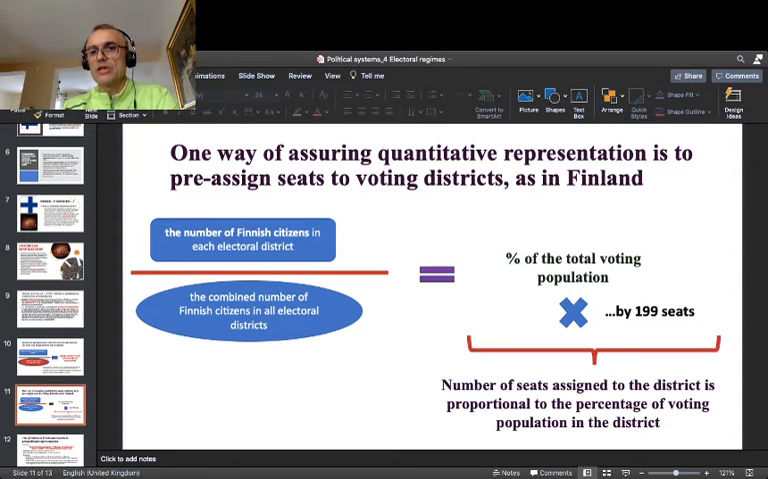multiply that percentage by 199 seats and we assume that the number of seats assigned to the district is proportional to the percentage of voting population in the district. Once again, this is this idea of quantitative representation. Approximately the same number of votes per each seat in the parliament.